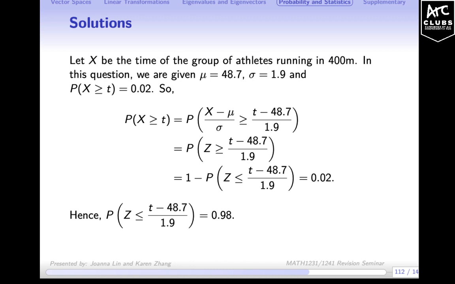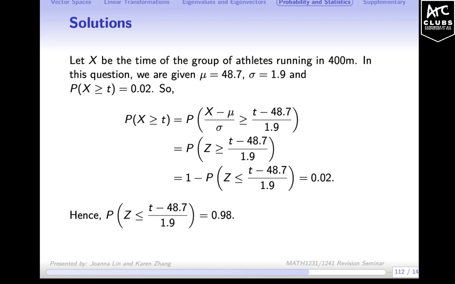So we want our athletes to achieve a time t or better, so x is greater than or equal to t, and we know that this is 2%. Right, so this time in our question, we want to solve for t. Again, we use our standard normal distribution, which is z, and we minus off our mean and the square root of our variance. And again, using the complement rule, we have this here, and this is equal to 0.02.